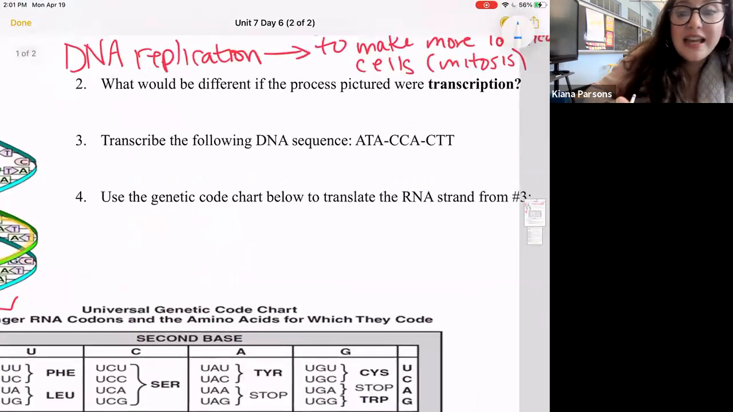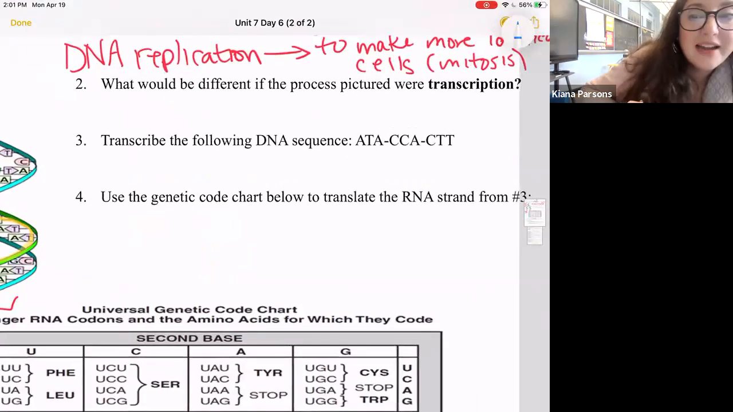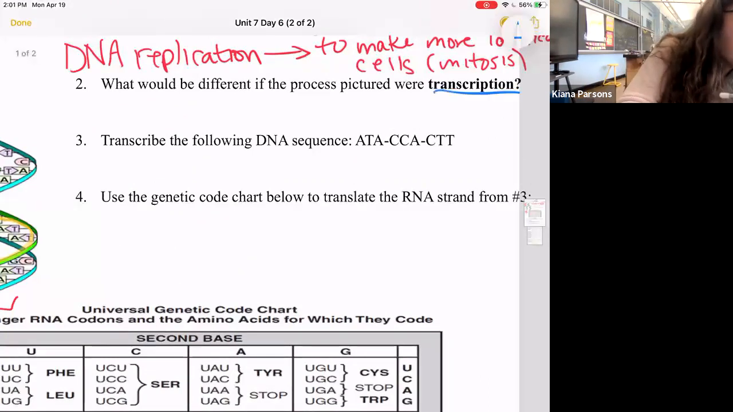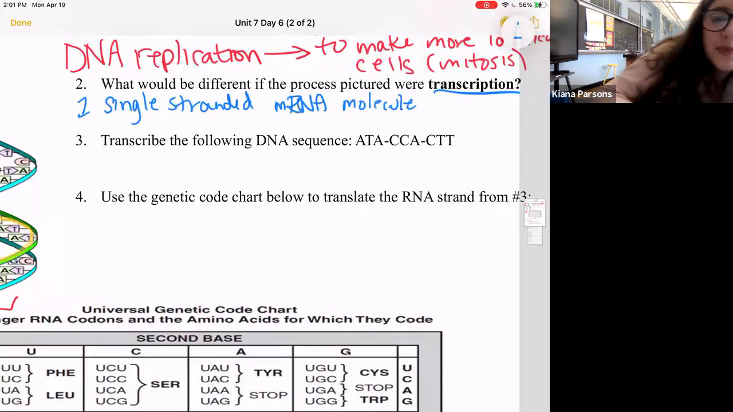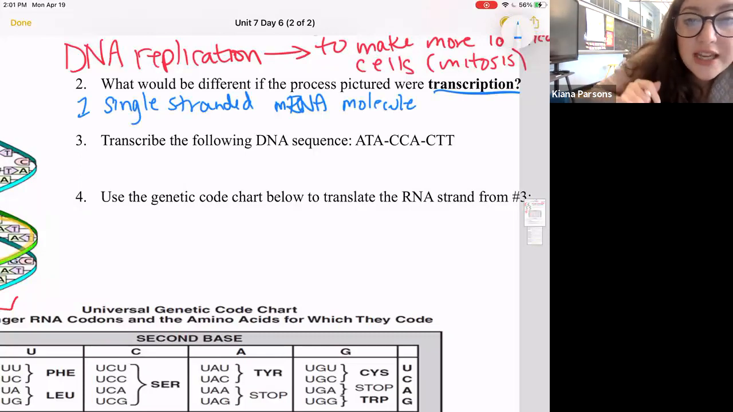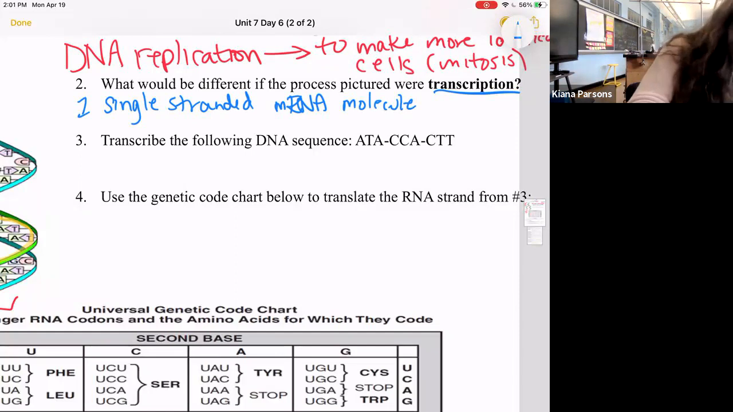What would be different if the process pictured, if the diagram we were looking at were transcription? Well, transcription creates one single-stranded mRNA molecule. And that is all that would be created. So only one single strand of mRNA would be created instead of two identical strands of DNA.